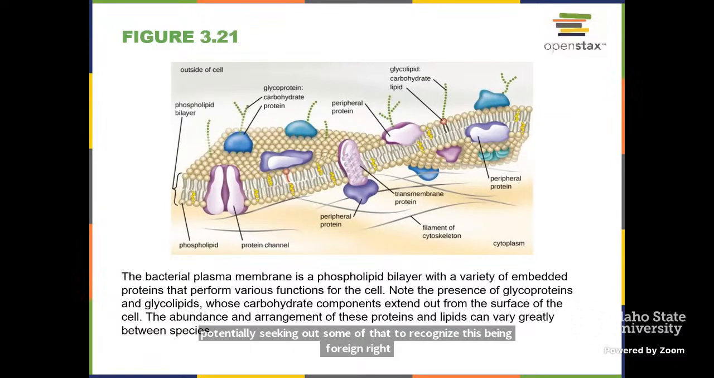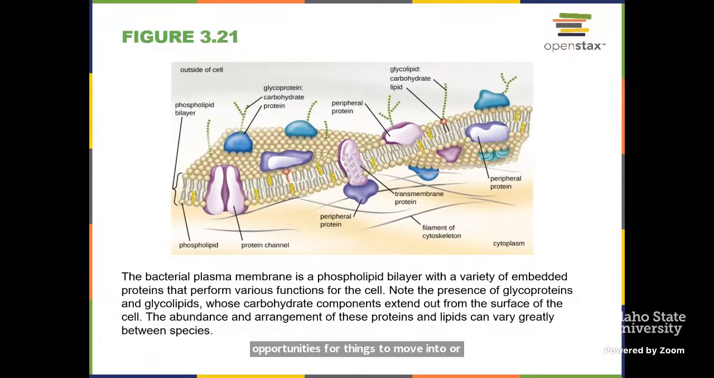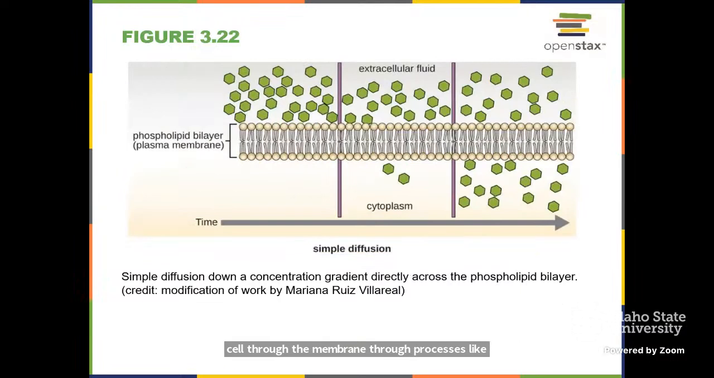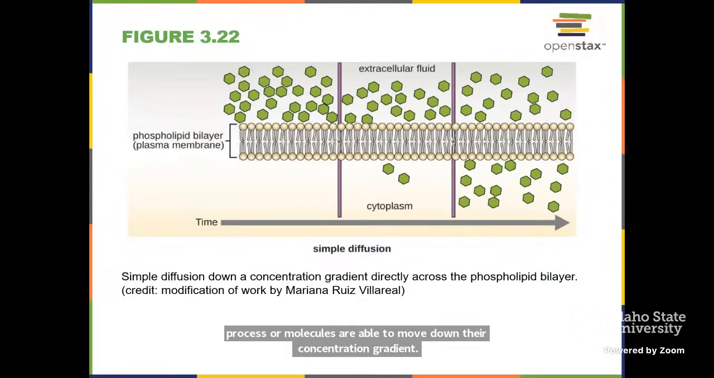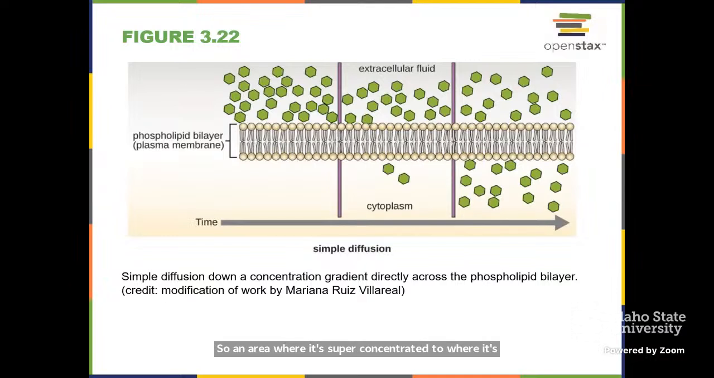Opportunities for things to move into or out of the cell through the membrane, through processes like diffusion or facilitated transport, happen this way. Diffusion is truly a passive process where molecules move down their concentration gradient, from an area where it's super concentrated to where it's not, and this is like time-lapse photography. So a bunch on the outside of the cell, hardly nothing on the inside, or nothing as it appears. And in turn, we would like to move through there, down our concentration gradient. Molecules that are able to readily move through the membrane can do this through simple diffusion.